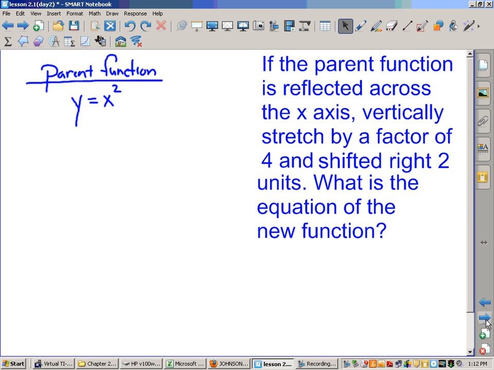Same parent function. This time I wrote it y equals. You can do the same thing. You can call it f, you can call it h, call it whatever you want. Take that parent function, f of x equals x squared, and we're going to reflect it across the x-axis, vertically stretch it by a factor of 4, and then shift it right 2 units. What's the equation of the new function?